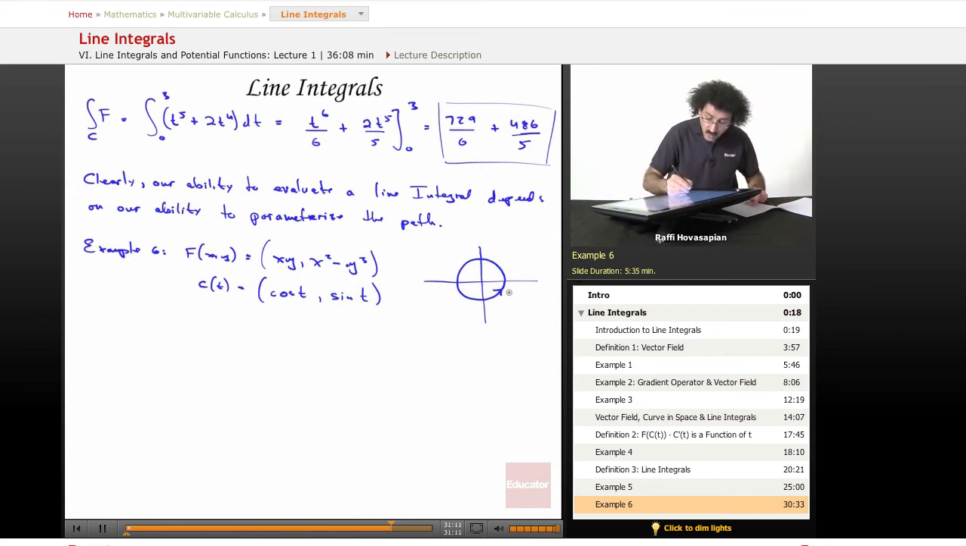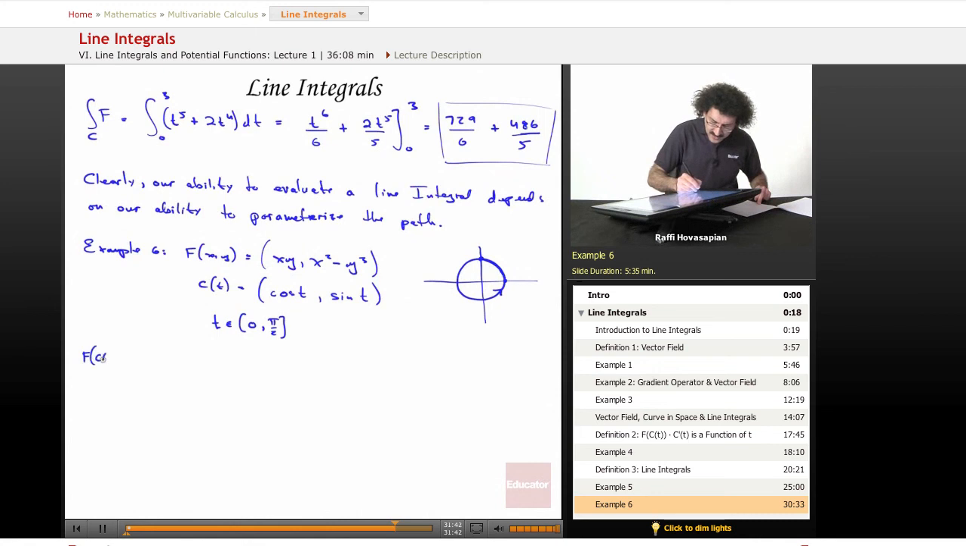Okay, and we want to evaluate the integral in the interval 0 to pi over 2. So as t moves from 0 to pi over 2, we're going to move along this path right here, and we're going to stop right there. So we're going to integrate this function along this path from here to here. That's what we're doing. Well, let's go ahead and do it.